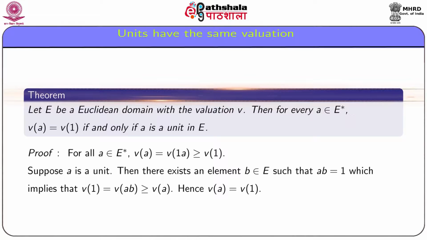First, assume that a is a unit. Then there exists an element b in E such that a b equal to 1, which implies that valuation of 1 is equal to valuation of a b, and by the second axiom it is greater than or equal to v a. Thus, v 1 becomes greater than or equal to v a. Also note that for any a in E star, v a is equal to v 1 into a, which is greater than or equal to v 1. Thus, it follows that v a is equal to v 1.